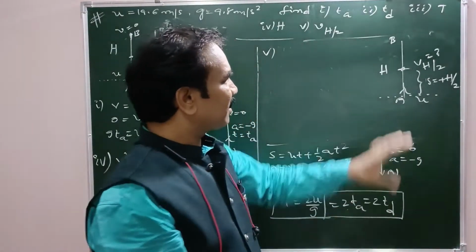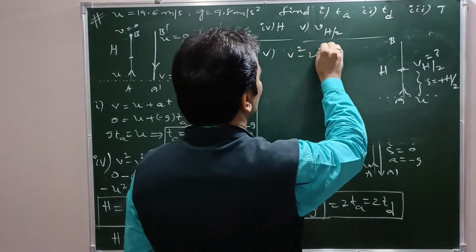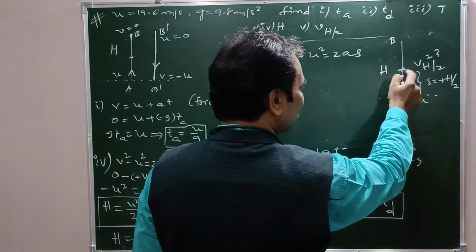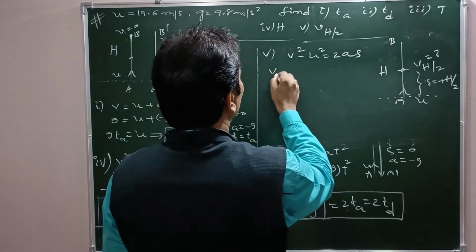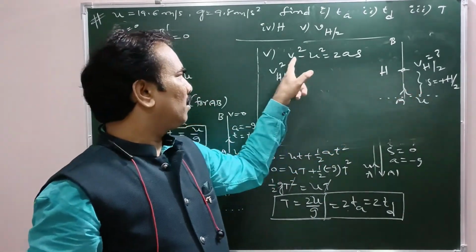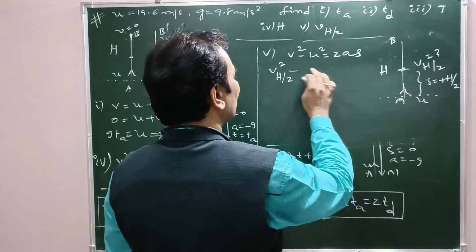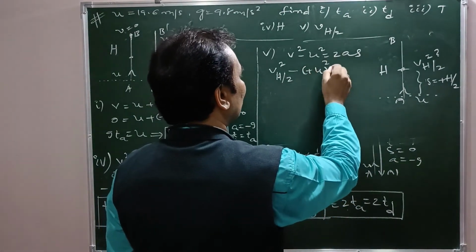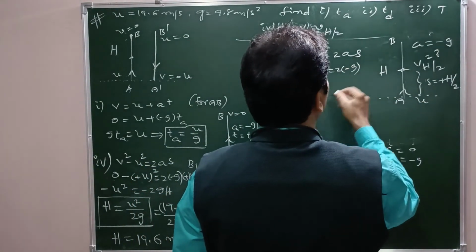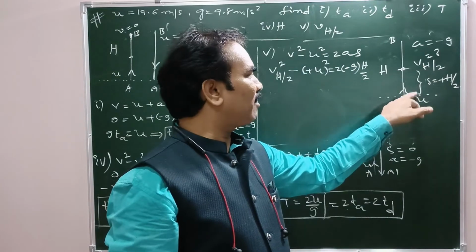Now for this segment, apply v square minus u square equal to 2as. Here initial velocity is u, final velocity at half of the maximum height is unknown, that is v at half of the maximum height, whole square. This is initial, this is final. So v at half of the maximum height, whole square, minus u square, equal to 2 into a, which is minus g, and displacement covered s equal to h by 2 from A to there, right?